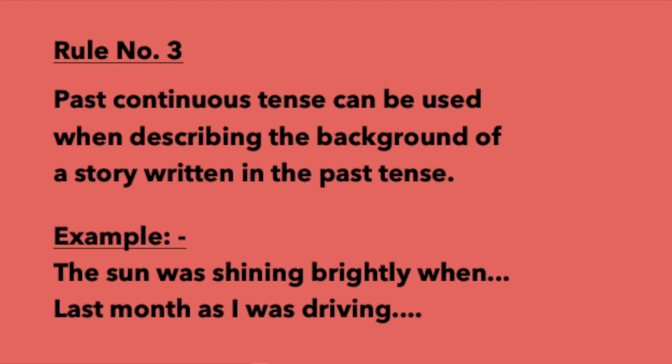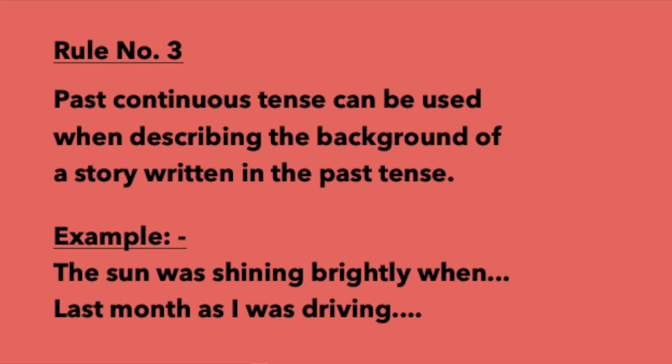Rule number 3. It can be used when describing the background of a story written in the past tense. For example, the sun was shining brightly when... In the past action in the story, we use the past continuous tense. The sun was shining brightly. Was shining. One more example. Last month, as I was driving... Then something happened. We didn't mention it there. We can use past continuous tense when describing the background of a story written in the past tense.